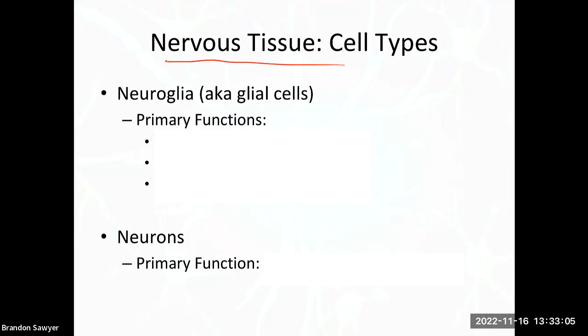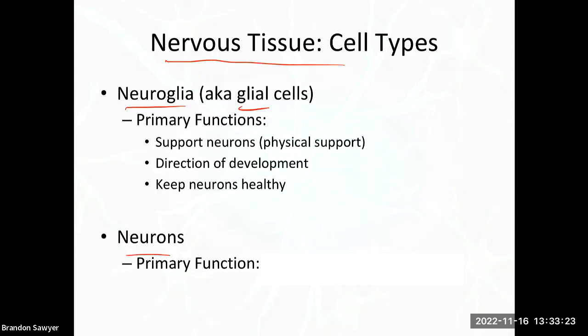So as far as nervous tissue, remember this is our last type of tissue, right? We talked about epithelial tissue, connective tissue, muscle tissue, and the fourth type was nervous tissue. There's two primary cell types. There's neuroglial cells and there's neurons, right? So these are also just known as glial cells.